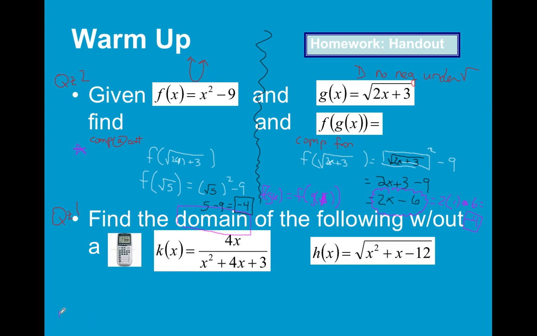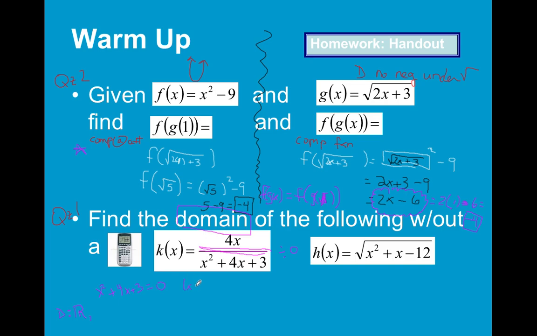So my domain is going to be all real numbers except, and I say except because I'm dividing. What is the bad issue with dividing? What can't you divide by? That's right, I can't divide by 0. So I think to myself, what makes the denominator equal to 0? That's the only thing I'm worried about. Divide by 0 is my only worry.